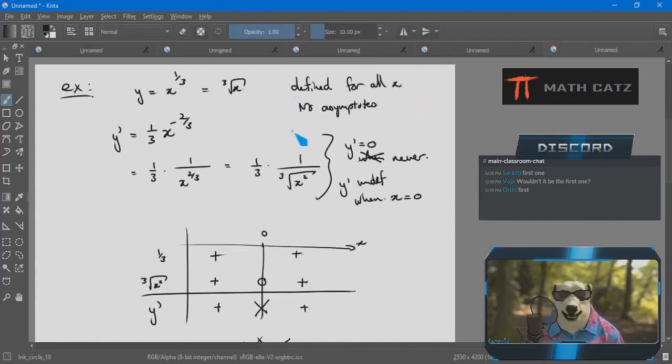What is the cube root of 0? It's 0. The original function has no problems. It has no asymptotes, it has no holes, it has nothing. It's perfect. It's actually the y-intercept, at x equal to 0.